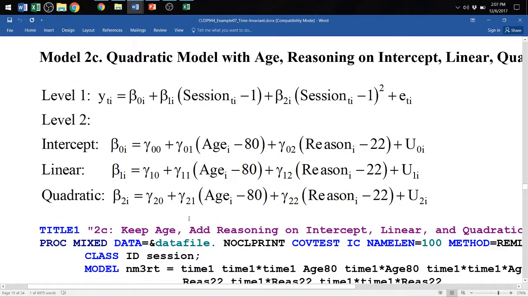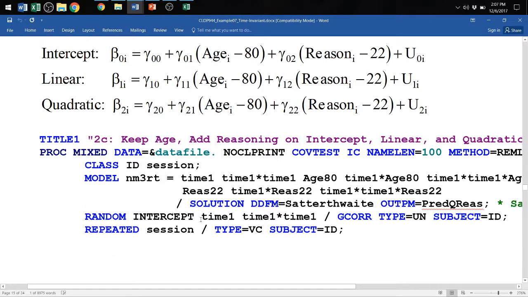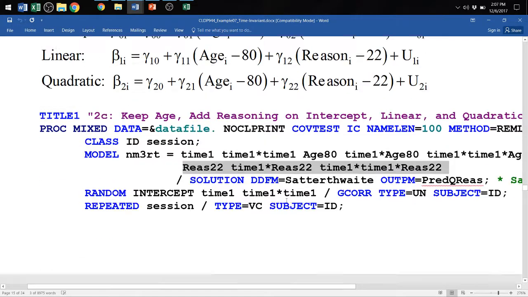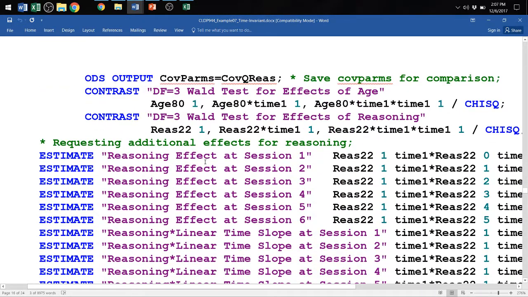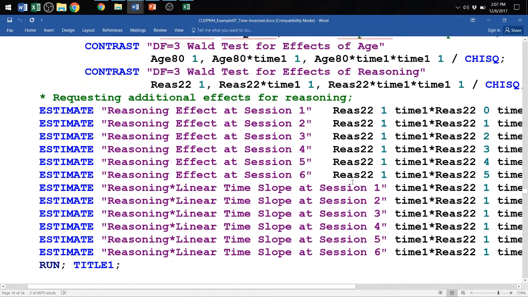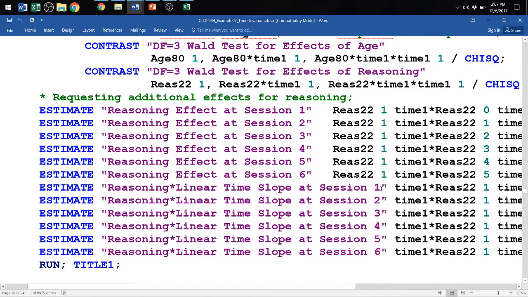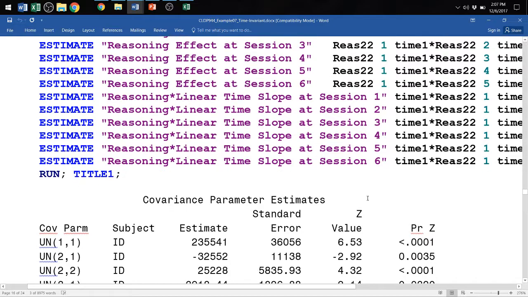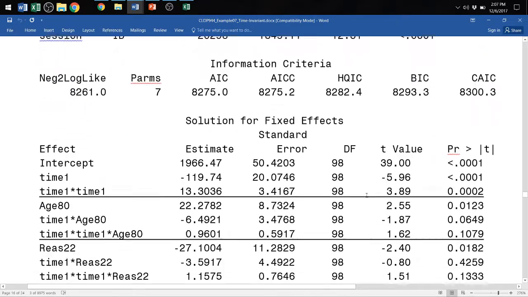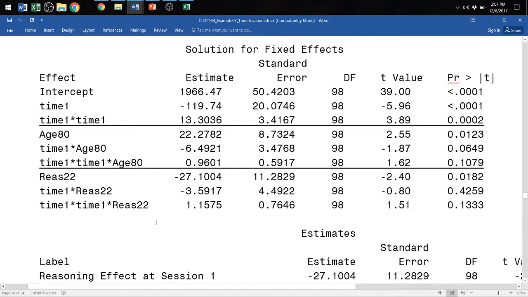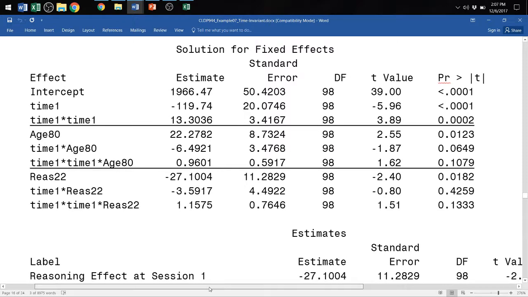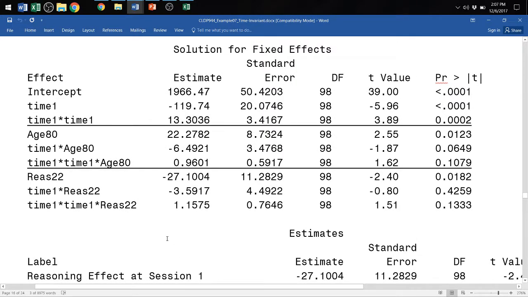Adding in reasoning. Same story, three effects go in. I have what the reasoning effect is at each session, as well as how the reasoning by time interaction changes over time. That's the three-way. Okay. Here's my result. Now let us look at p-values here.